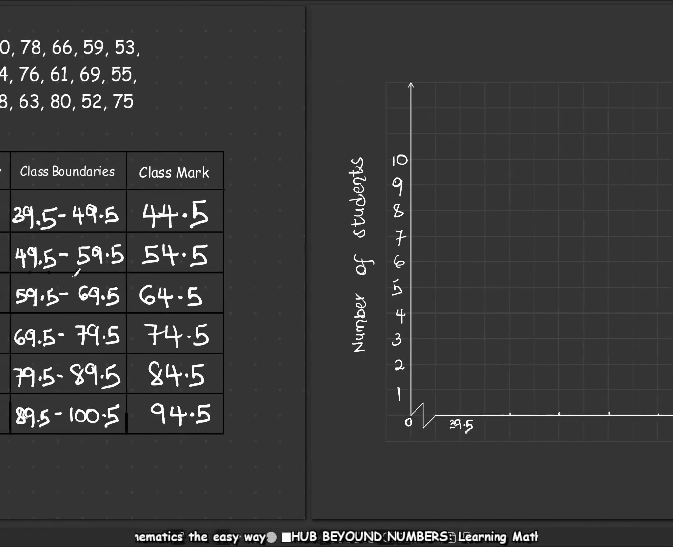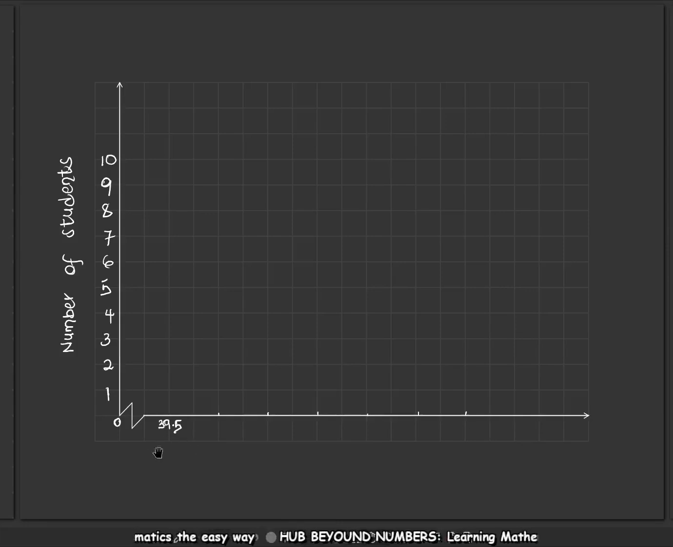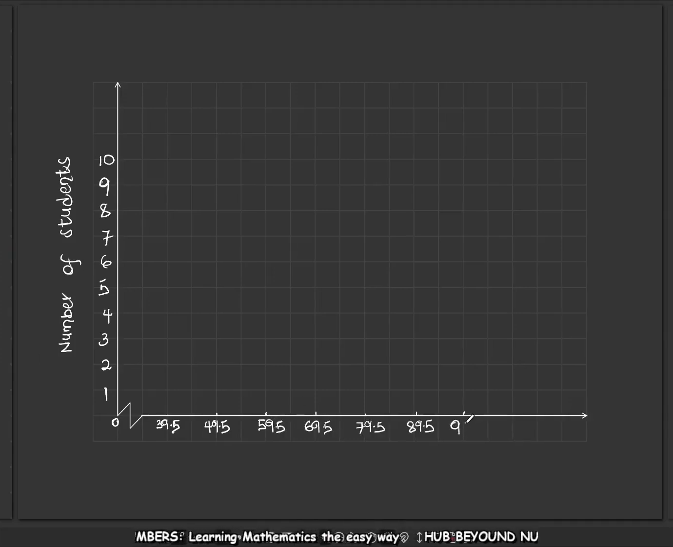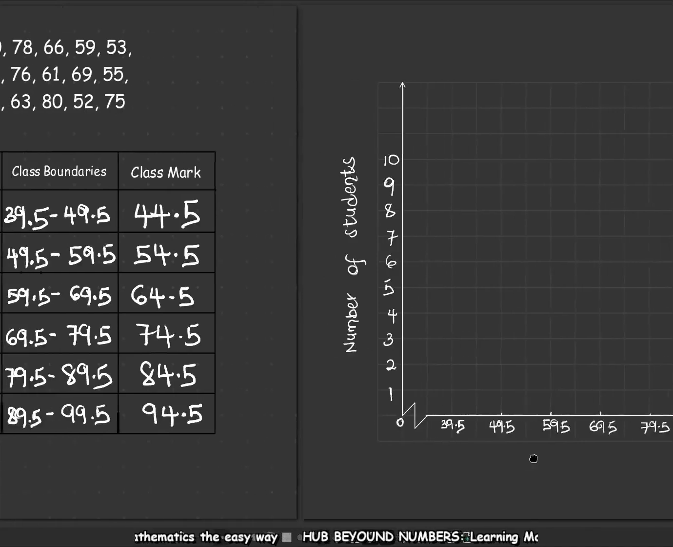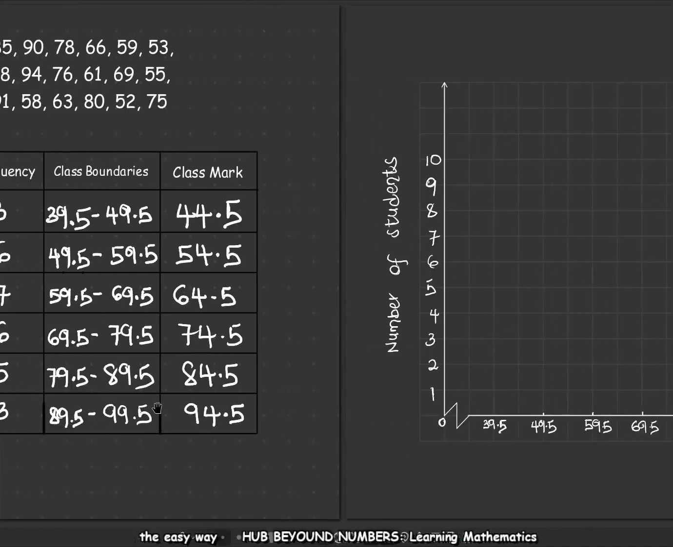We had a 39.5 over here. So we are just going to continue with our 49.5. Then the next one goes with 59.5. Then in that order. So you just continue. And that's what? 99.5, which is our last number on the table.